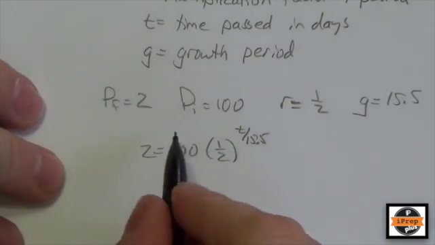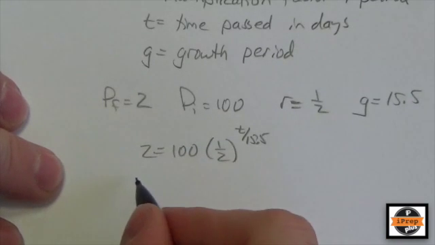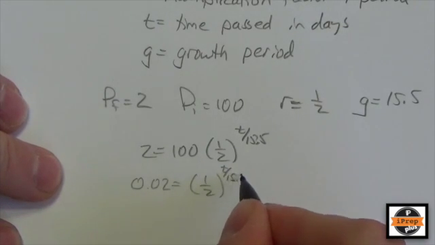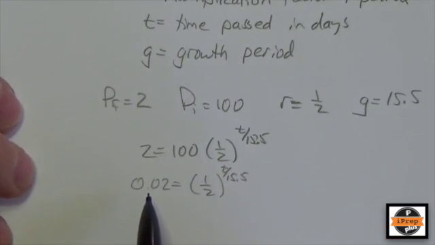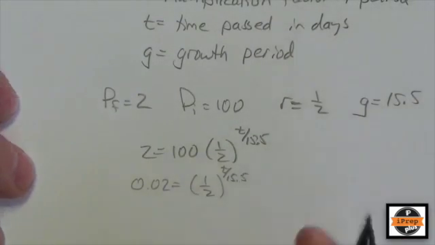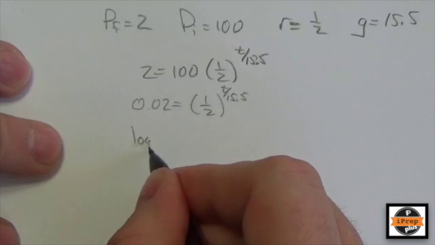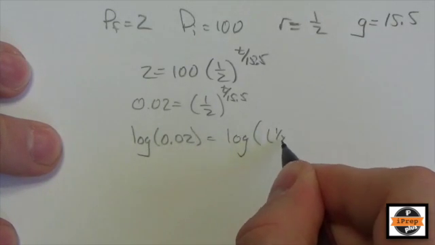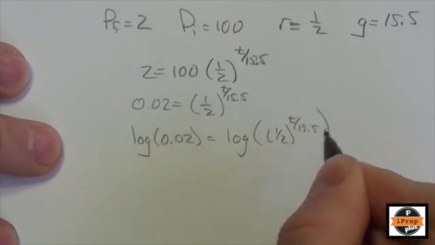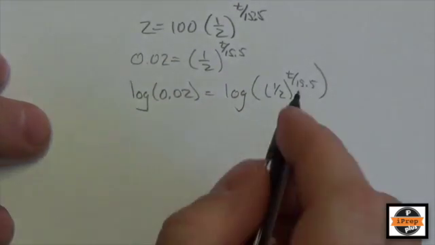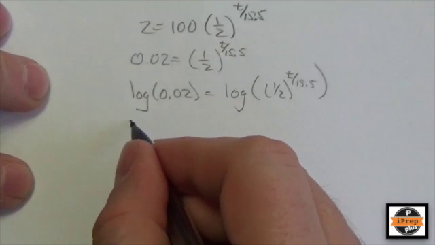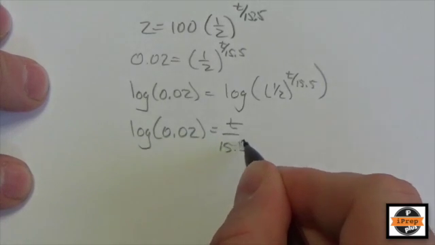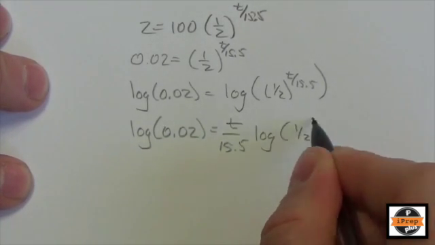Okay. I would divide by the 100, okay, to isolate the power. So this will be 0.02. And we knew that was coming because it had talked about that 2%. So I should have anticipated that number showing up in there. And now, because the variable is in the exponent, what we're going to do here will be to take the log of both sides. So the log of 0.02 will be the log of 1/2 to the t over 15.5. And now the reason why I took the log is so that I can bring the exponent down. So this will become the log of 0.02 is t over 15.5 log of 1/2.